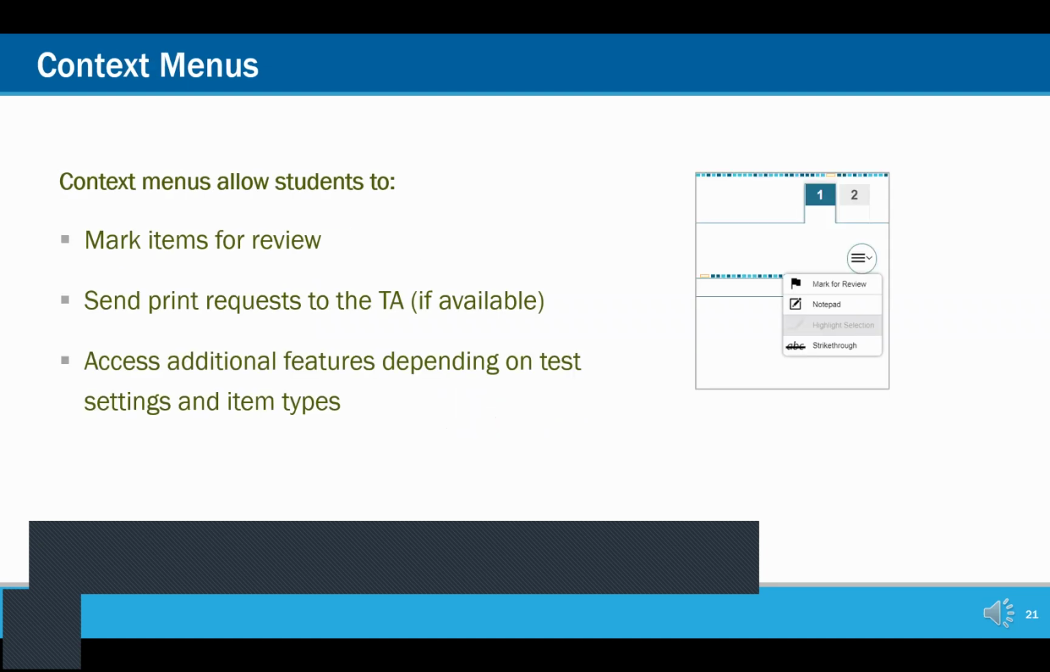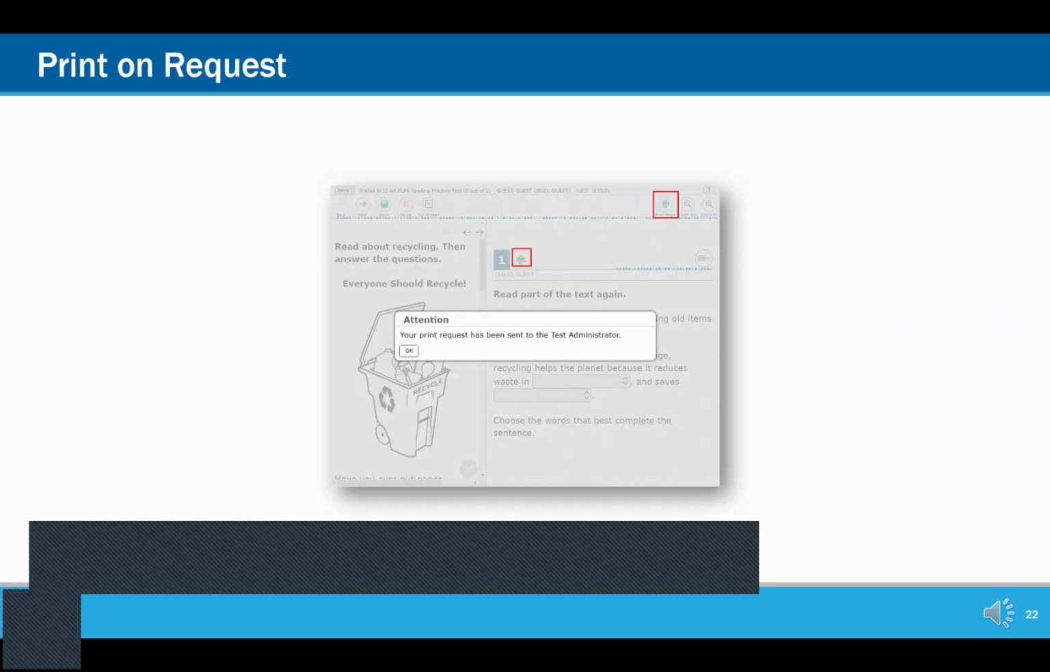The student or test administrator may use the context menu to mark items for review, send print requests to the TA interface, if test settings and state policy allow, and access additional test features. Print on request will only be available in states that allow this feature.